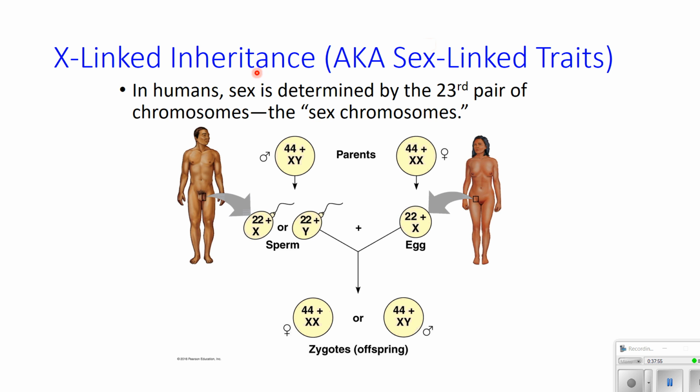And before we get into that, it's important to note how sex is determined in humans and in fact all mammals, and that is by what we call the sex chromosomes. So you know that the somatic cells of a male, for our species, for humans, have 46 chromosomes. That's 44 autosomes and 2 sex chromosomes, which would be an X chromosome and a Y chromosome.